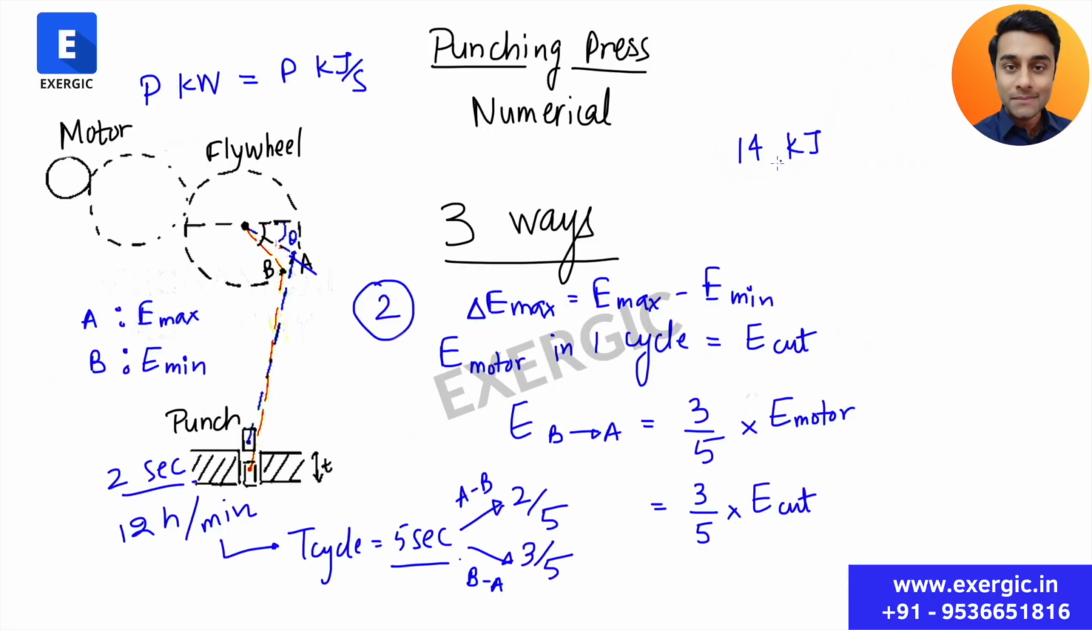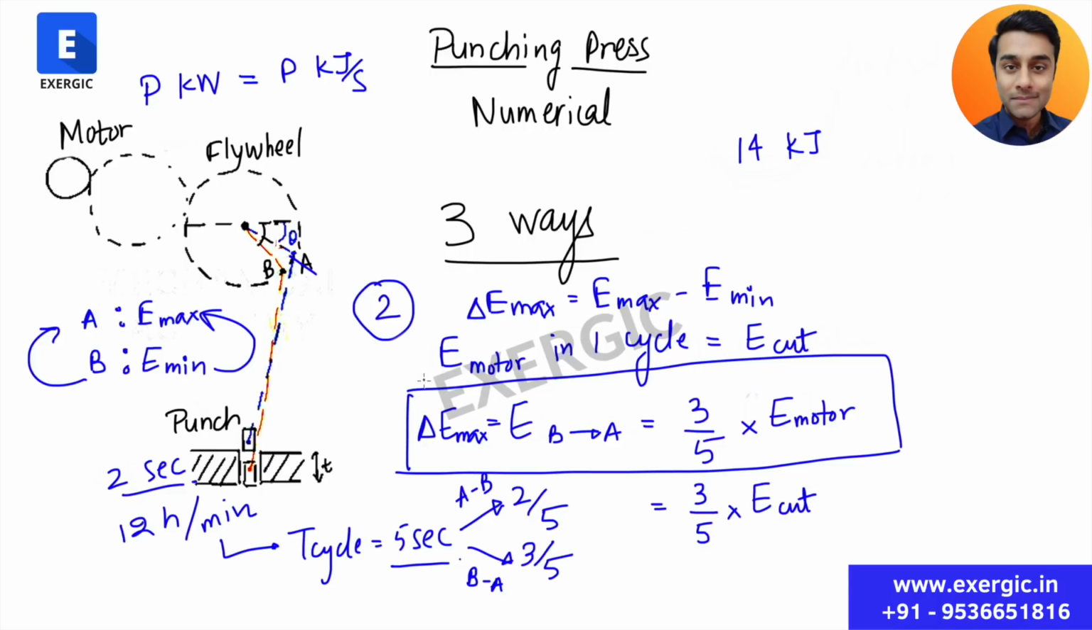And this is something that the question will give you. So you can directly put the value of energy required for cutting here. These values obviously you have to calculate from the given data, and then you will be able to know how much energy it is going to get in moving from B to A, and that is nothing but the maximum fluctuation of energy. How much energy it receives when it moves from B to A. E max minus E min, the difference of them, is delta E max. So this is the second way in which you can calculate the maximum fluctuation of energy.